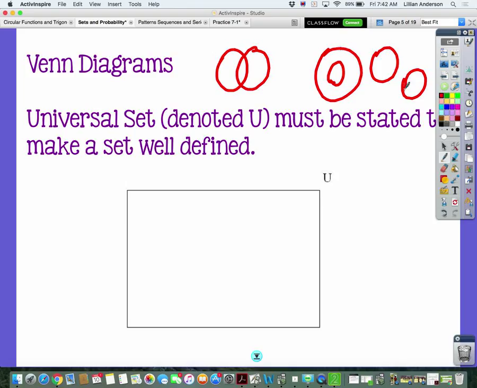But whenever you draw a Venn diagram, you need to define the universal set, okay? The universal set contains those elements that are under consideration. So whatever problem we're looking at is basically the universal set. The universal set is denoted with the U and must be stated to make a set well defined. So if you ever have to draw a Venn diagram yourself, you must include this rectangle with the U labeled. Without it, it's incorrect. Okay, the U with the rectangle represents the universal set, which is whatever situation we are considering. So anytime you draw a Venn diagram, you have to make sure that you include the rectangle.